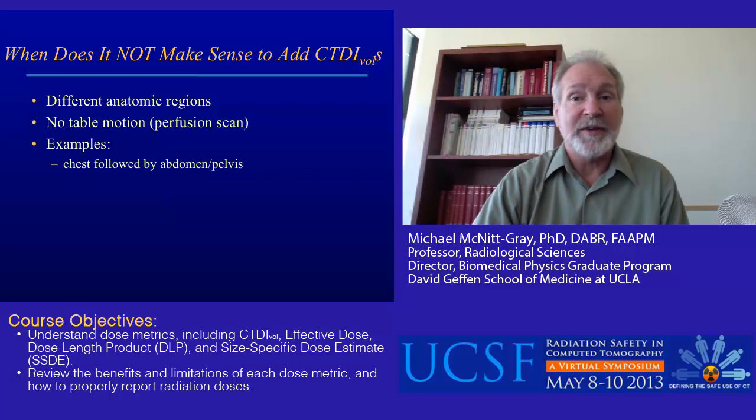When does it make sense not to add the CTDI of Alls? When you're doing different anatomic regions. When you scan the head followed by the abdomen pelvis, it does not make sense to add the CTDI of Alls. Or when you're doing no table motion, such as a perfusion scan, then it does not make sense to add CTDI of Alls, because when you're doing a perfusion scan with no table motion, that violates the assumptions of CTDI of All, which is contiguous scanning.